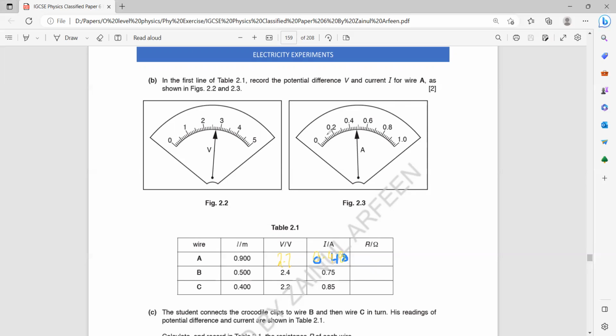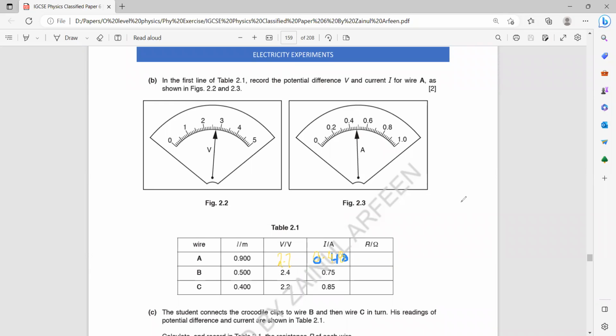Because look, 10 lines are there representing 0.2, so each line is representing 0.02. So this will be 0.42, 44, 46, and 48. So that's why 0.48. Then the student connects the crocodile clips to B and C and reads them. Then calculate the resistance. How to calculate a resistance?